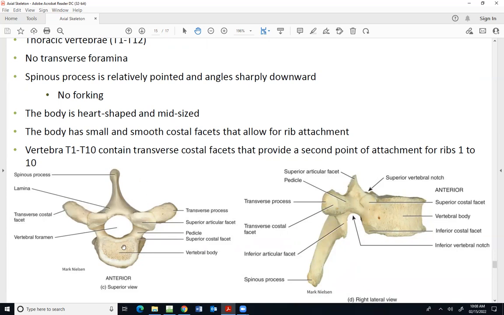Notice that there aren't those two extra holes. We don't have those transverse foramina in our thoracic or our lumbar regions. Aside from helping to form the spinal column, your thoracic vertebrae also are important for rib attachment, which we'll get into with ribs in just a little bit.